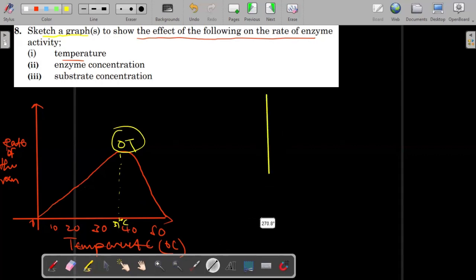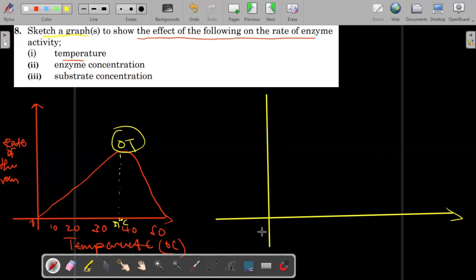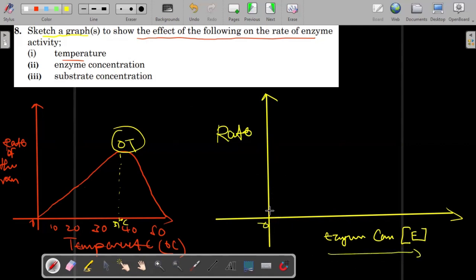All right, so that's about the temperature. What about enzyme concentration? On your x-axis, you're going to have your enzyme concentration. This enzyme concentration is represented by E, and then you put it in a box like that. And then here, you're definitely going to have your rate, maybe 0 there. So how will your rate progress as you are increasing the enzyme concentration? Your reaction will start increasing like that, and then reach a point where it will form something like a plateau.